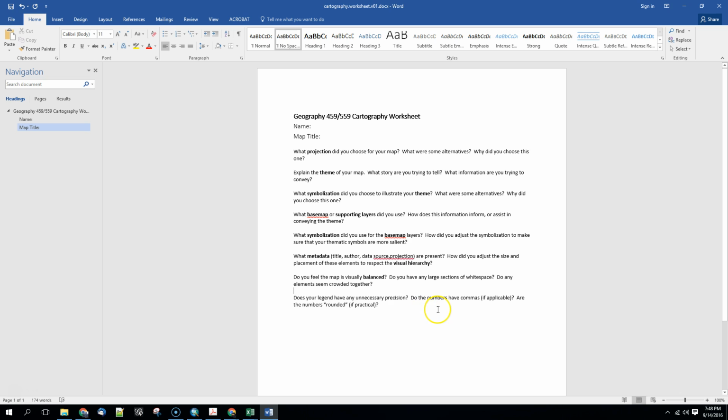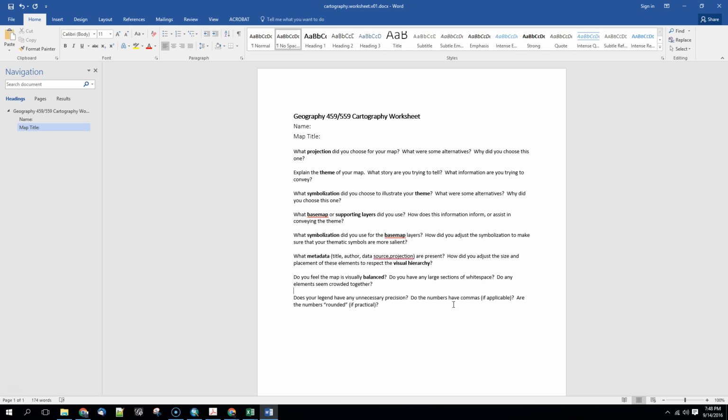And then finally, does your legend have any unnecessary precision? Do the numbers have commas if applicable? Are the numbers rounded if practical? So one of my pet peeves with legends is that by default, when they come in ARC, they often look pretty ugly. So if you've got numbers that are in the thousands or millions, make sure you've got a comma separator. It's really easy to do. And make sure that those numbers are rounded if practical. So if you're making a map of population density, you don't want your break lines at your categories to be 47.9249876 people per square mile. You want to chop those or limit those numbers after the decimal as much as is practical.